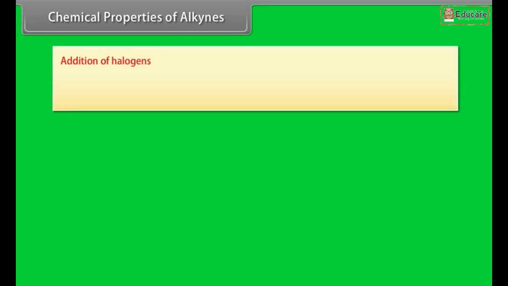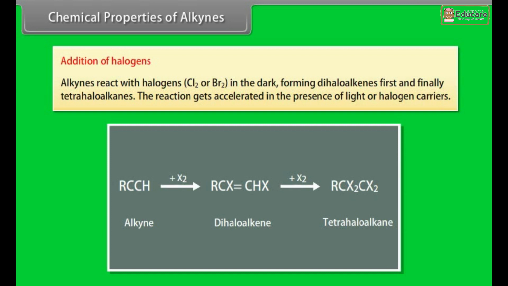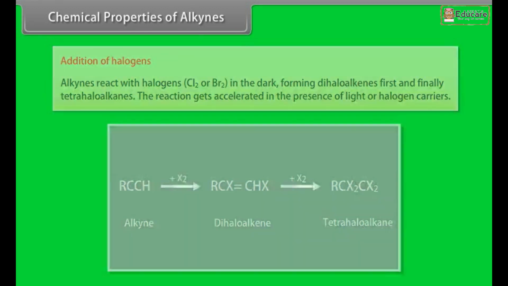Addition of halogens. Alkynes react with halogens, Cl2 or Br2, in the dark, forming dihaloalkanes first and finally tetrahaloalkanes. The reaction is accelerated in the presence of light or halogen carriers.